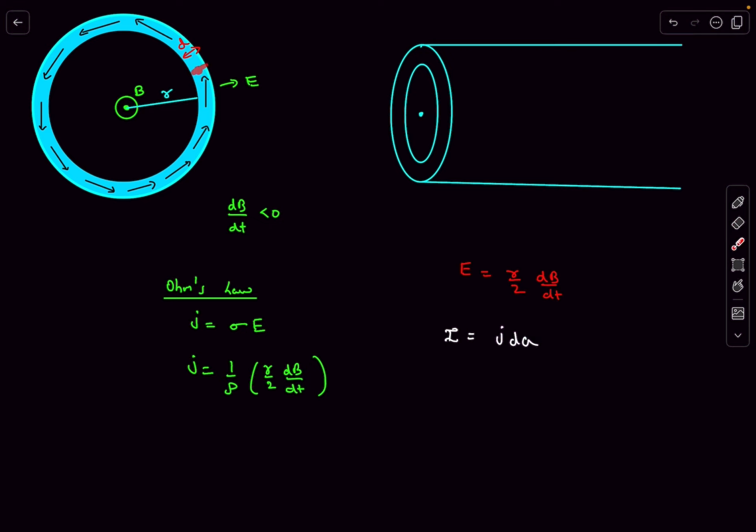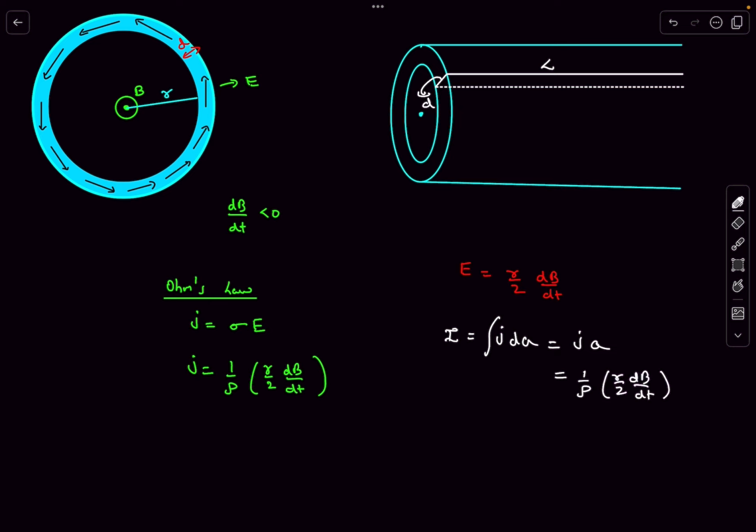Here the cross section through which current is cutting is this particular cross section. It has an area of D multiplied by the inward length L. So it has a length of L and the thickness of it is D, and current is cutting this cross section. This will be the integral of J dot dA, but J is constant with respect to position, so I can just take it out. So this is just J times A, which is 1 by rho times r by 2 dB by dt times the area, which is L into D. Now we have the current.